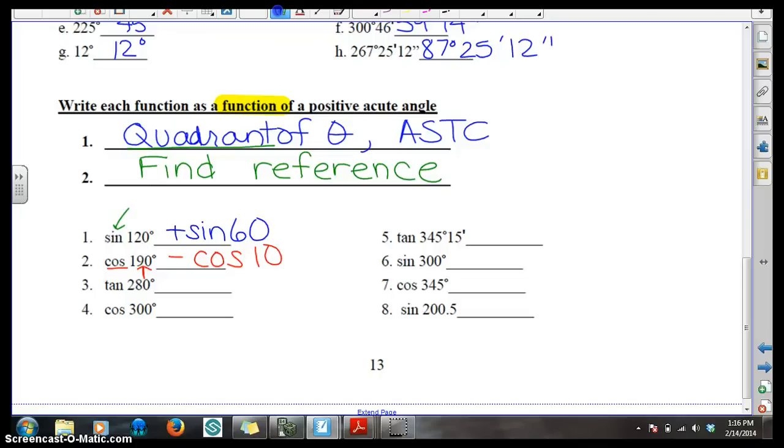That means that if I were to type into my calculator the cosine of 190, I would get the exact same answer as if I typed the negative cosine of 10.